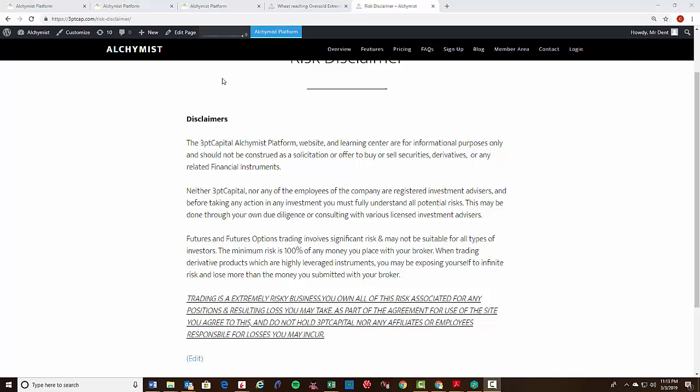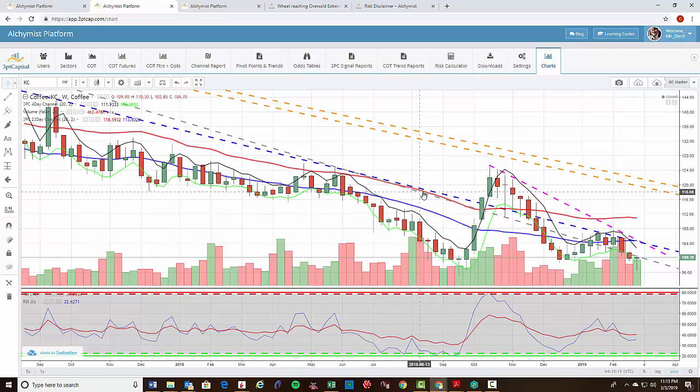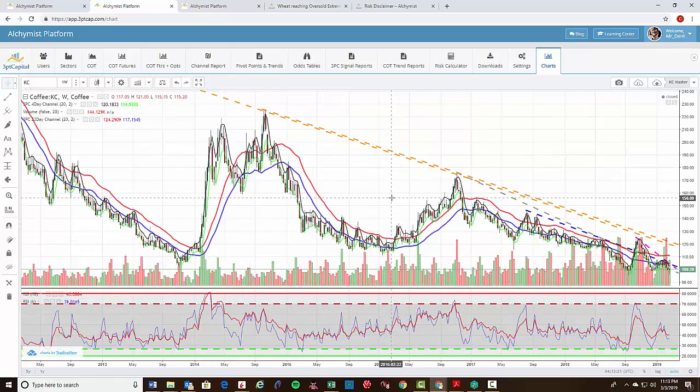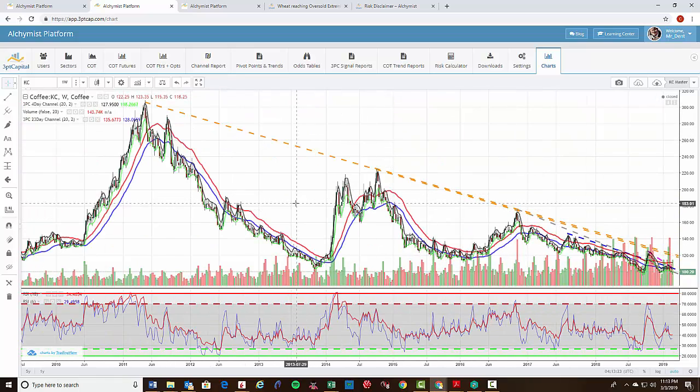Okay, so this evening we want to talk about two interesting setups we're seeing on the long side in both coffee and wheat. And first, we're going to start with coffee. The first thing I want to point out is the long-term chart here, which is actually a very, very ugly picture. Now we're going to pan out going back to 2011.